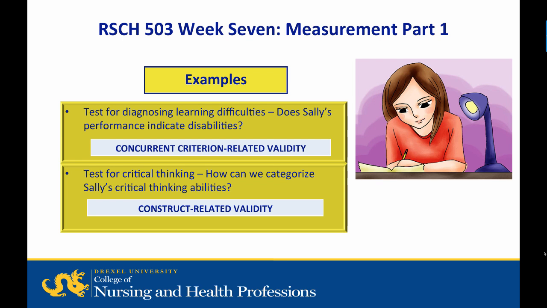Third, for a test to determine presence of learning disabilities, the question may be asked, does Sally's performance on this test indicate a learning disability? Sally may be independently tested for learning disabilities using other existing tests, and correlational analyses between test scores can be determined to indicate concurrent criterion-related validity of the new test. Fourth, for a test of critical thinking, the question may be, how can we categorize Sally's critical thinking abilities? This is an example of construct-related validity.